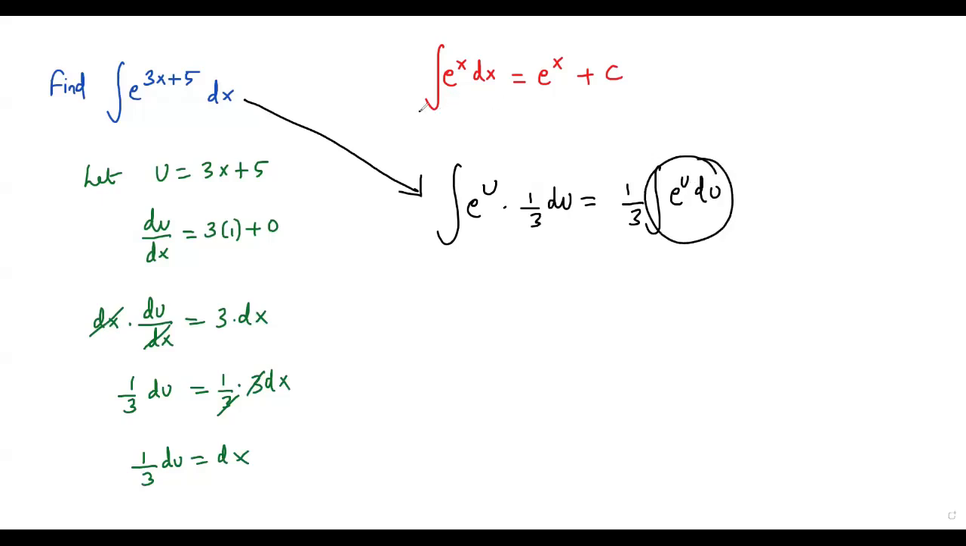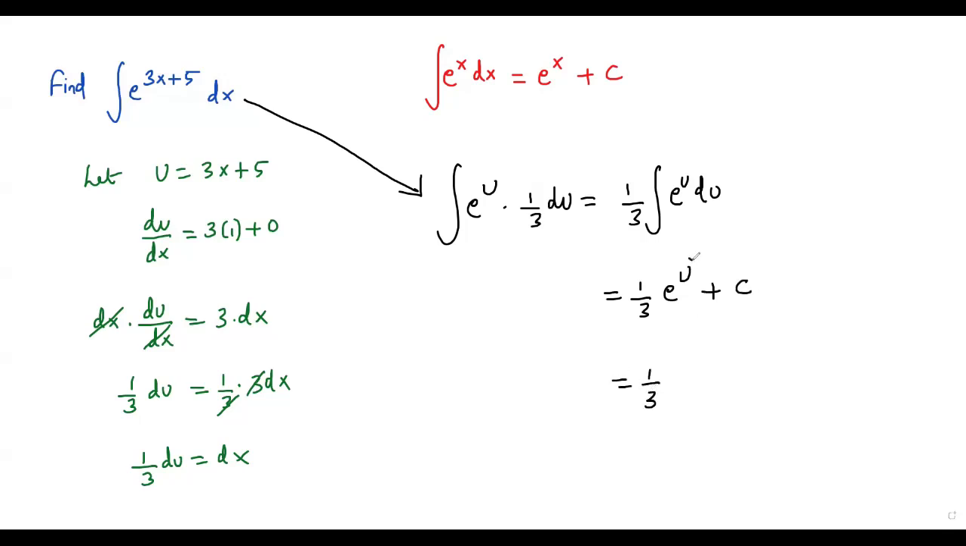Now this integration is exactly in the form of e to the power of x dx. So the integration of e to the power of x dx equals the same function; whatever we have here, the same is the result of this integration. Further, we have to add the integral constant c. So 1/3 times, the integration of e to the power of u with respect to u equals the same e to the power of u + the integral constant c.